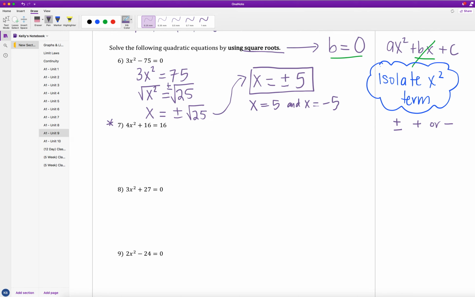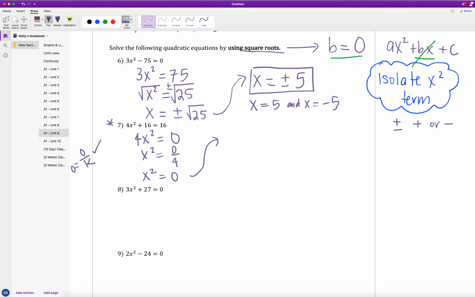Okay, in example 7, our goal is to get x squared by itself. So I'm going to subtract 16. So we end up with 4x squared equals 0. Dividing through by 4, I get 0 over 4. Well, 0 over 4 is one of those okay scenarios because I have 0 on top over a non-zero number on the bottom. So this will be equal to 0.